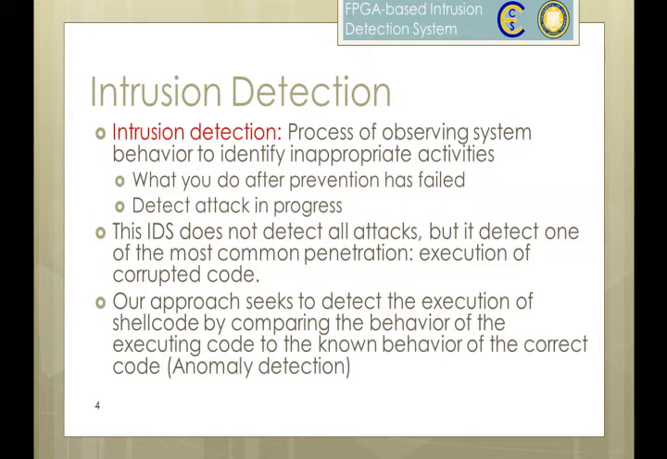Intrusion detection is the process of observing system behavior to identify inappropriate activities. That's basically what you do after all preventions and firewalls fail, so it captures the attacks which are in progress. Our system is no silver bullet to detect all kinds of intrusions, but we claim that we can detect one of the most common penetrations, which is execution of corrupted code. Our approach seeks any anomaly, which involves detecting execution of shell code by comparing the behavior of the executing code to the known behavior of correct code.